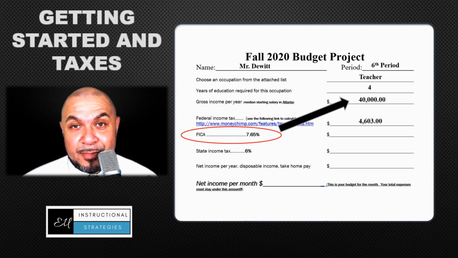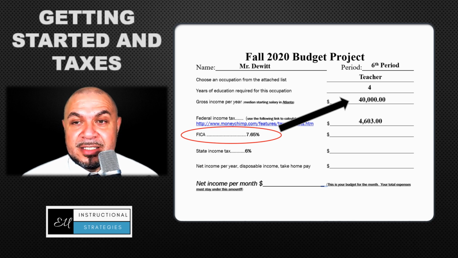Once again, that number that's located to the right of your job description. So in my case, $40,000 is my gross salary. So I'm going to multiply 0.0765 times $40,000. And that's going to give me $3,060.